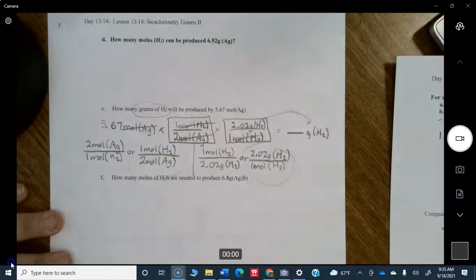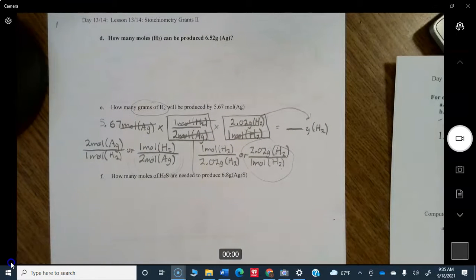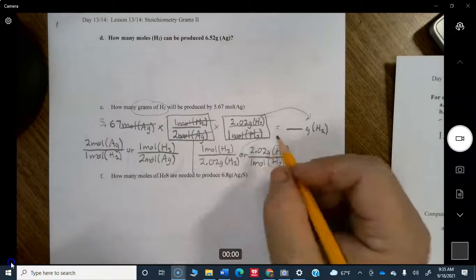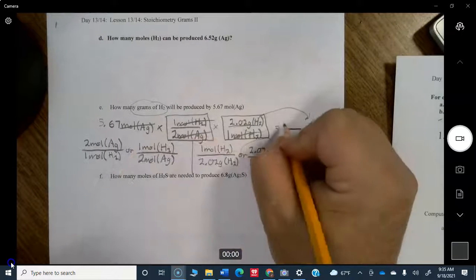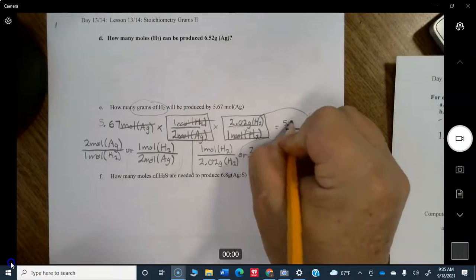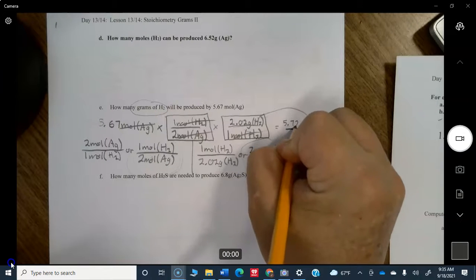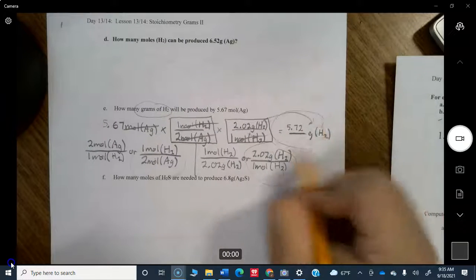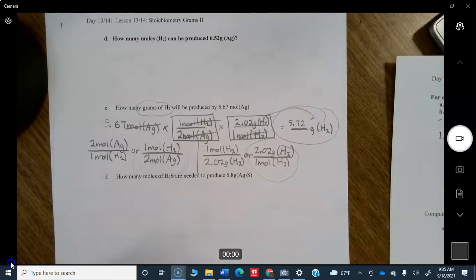That's your final unit. So now you multiply everything on the top, divide by everything on the bottom. And I get 5.72. And we can go to 3 significant figures. And that is your answer for that.